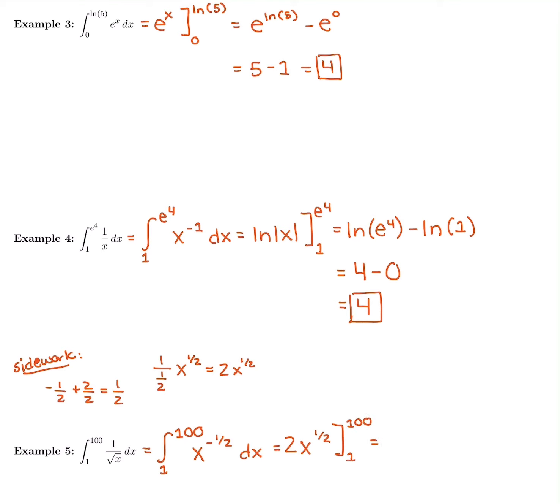I remember that 1/2 is the square root though, and I have a square root button on my calculator, so I'm probably going to use that button instead of writing 1/2 on there. So I'm going to do 2, and then x to the 1/2 is really the square root, so I'm going to do the square root of 100 minus 2 times the square root of 1, which is going to give me 2 times 10, which is 20, minus 2 times the square root of 1, which is 1. So I have 20 minus 2. This answer, the net area under the curve 1 over the square root of x on the interval from 1 to 100, has a net area of 18.